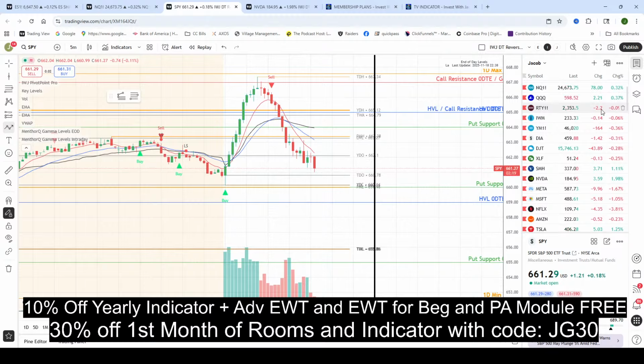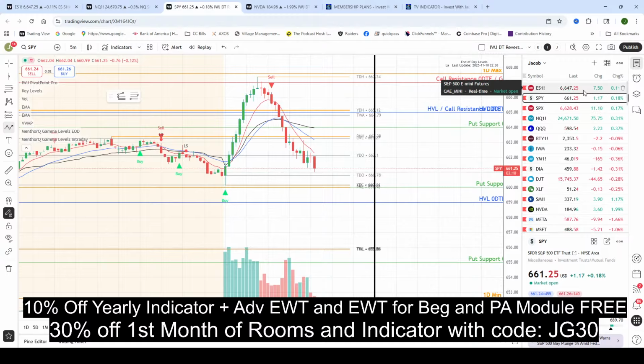RTY has turned red. Transports have turned red. NQ is trying to stay green. ES trying to hang on, but both are in jeopardy of turning red as well.